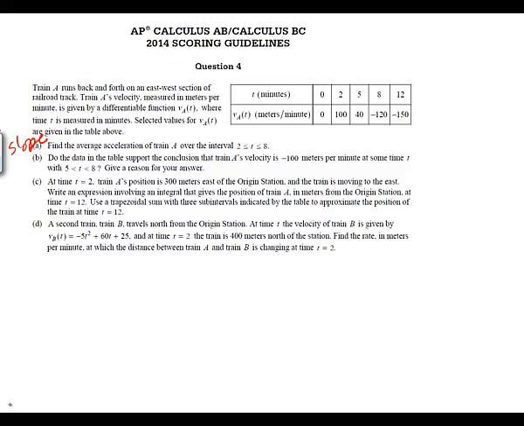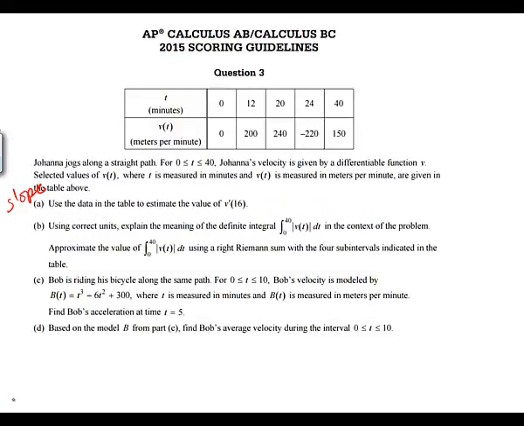The slope, no matter what it says. Okay? All right, so let's read the problem. Joanna jogs a straight path for time 0 to 40, so she's jogging for 40 minutes. Joanna's velocity is given by a differentiable function v. Notice, we're in velocity already. Selected values v of t, where t is measured in minutes and v of t is measured in meters per minute, are given in the table above.